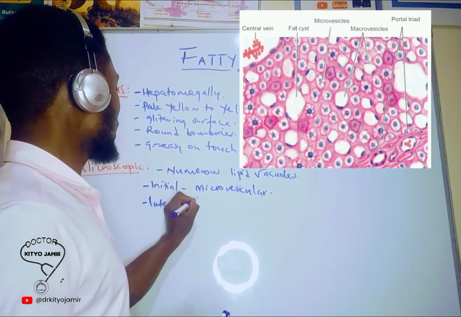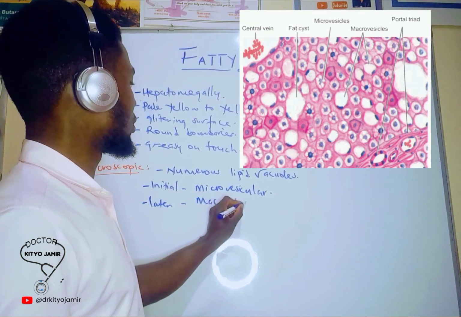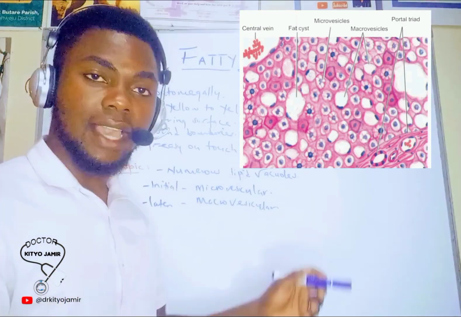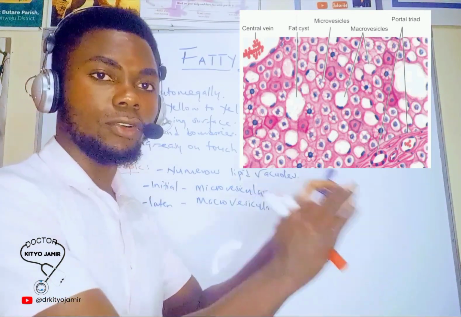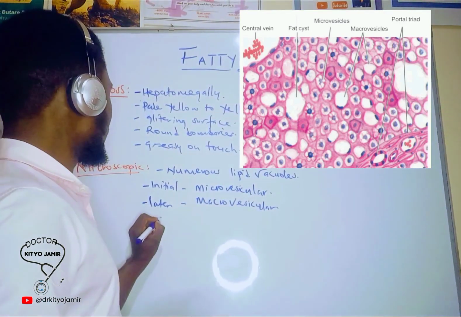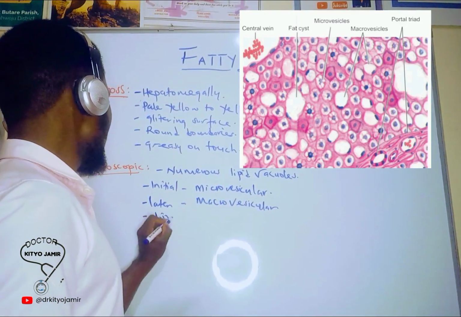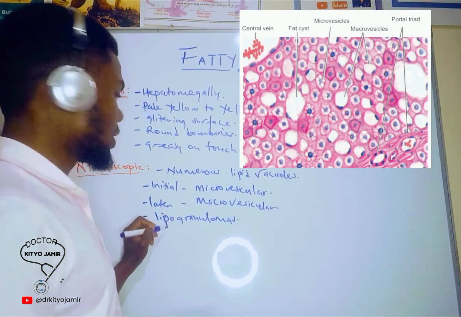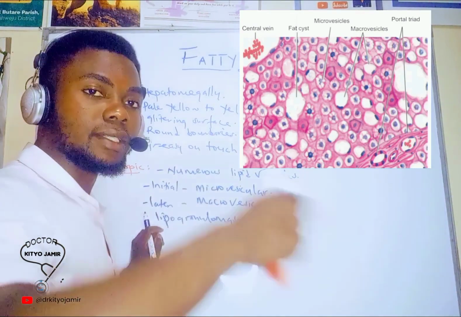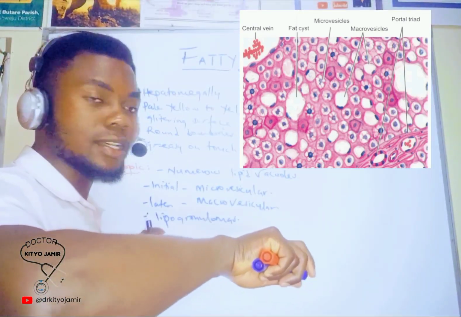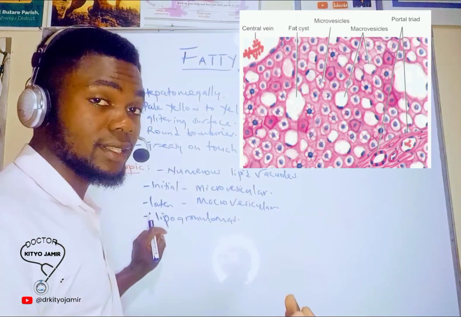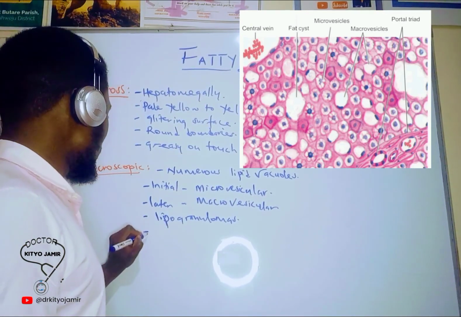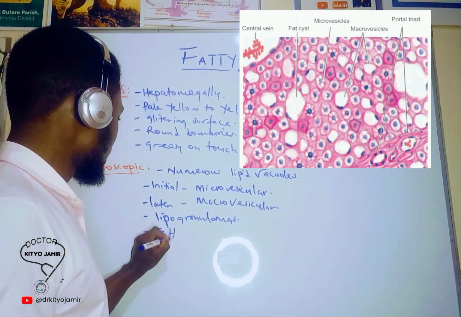In the later stage, we are going to have macrovesicular. And this means that we are going to have these vacuoles enlarging in size and pushing the nucleus to the periphery of the cell. We are going to have lipogranulomas. Lipogranulomas, these are cells surrounding the lipid molecules. And some of these cells, we are going to have epithelioid cells, giant cells, lymphocytes surrounding the lipid, forming a lipogranuloma. We are going to have fatty cysts.